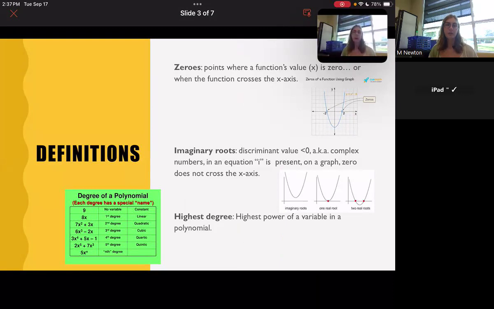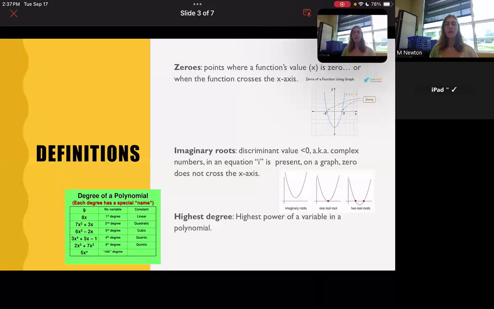So just a couple definitions to start. Your zeros in general are just points where the function's value or x is zero, or when the function crosses the x-axis. So in the picture that I have there, you have two zeros at -2 and 2, because that's where the function crosses the x-axis.